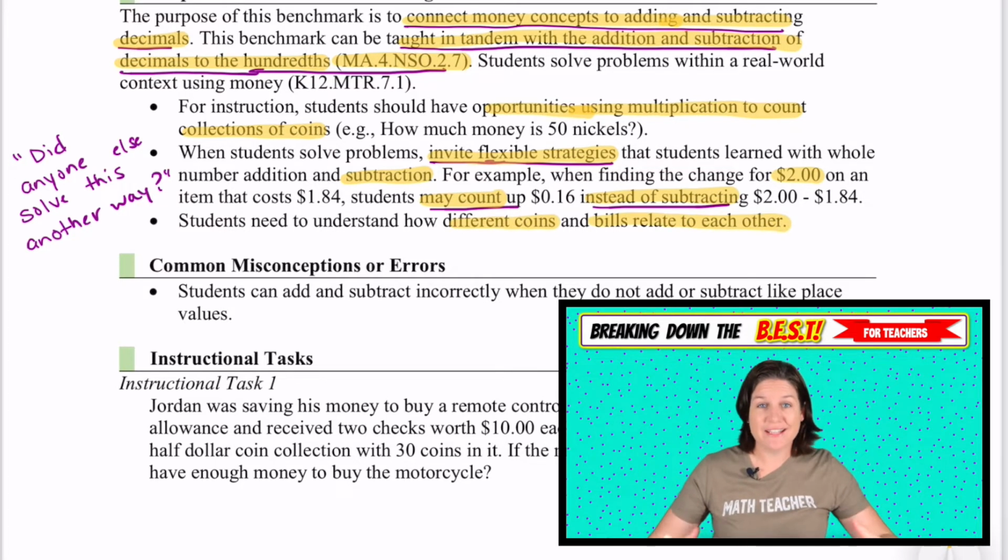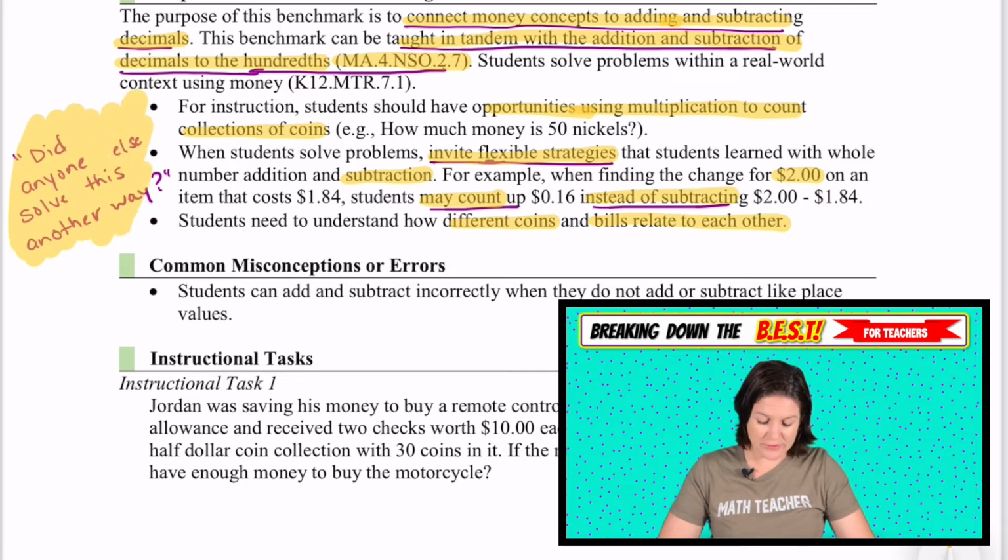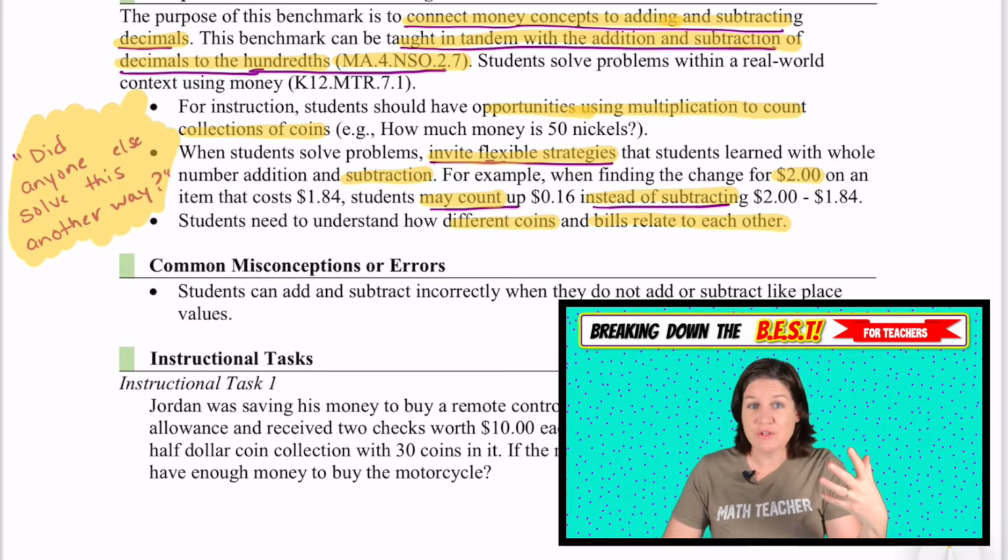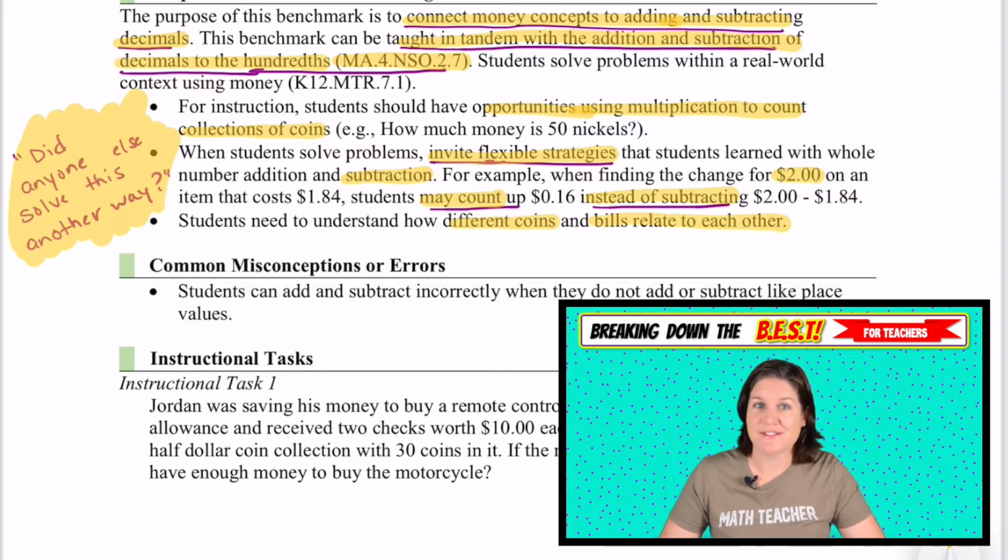The way that we can really invite those flexible strategies in is when students are responding with how they solve the problem. You can also say, did anyone else solve this another way? I've noticed that students really do love trying to figure out the way that other students think, and sometimes it creates a way that makes it easier for them to make sense of the problems too.